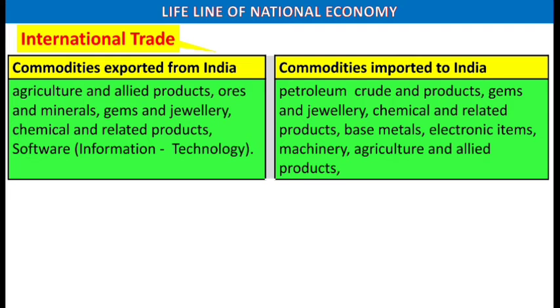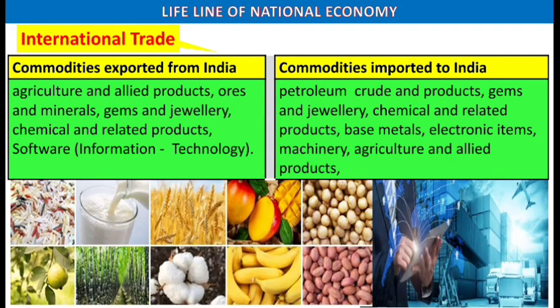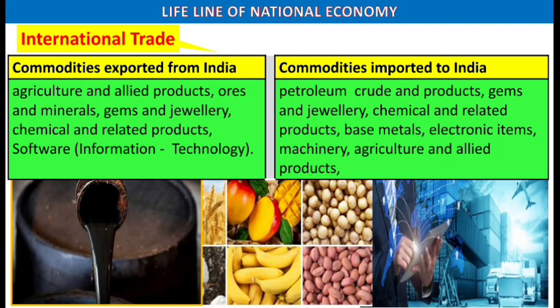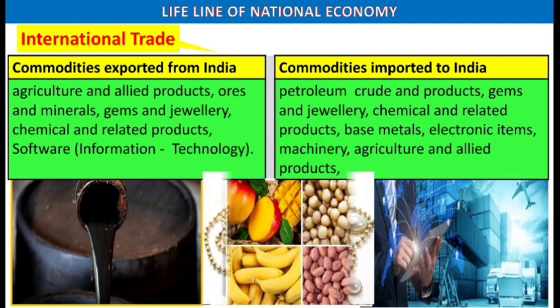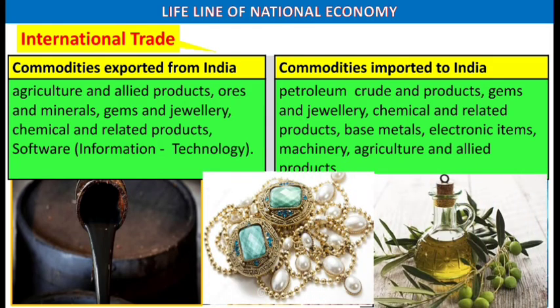India has trade relations with all the major trading blocs and all geographical regions of the world. Commodities exported from India: agriculture and allied products, ores and minerals, gems and jewelry, chemical related products. India has emerged as a software giant at the international level and it is earning large foreign exchange through the export of information technology. Commodities imported to India: petroleum, crude and products, gems and jewelry, chemical and related products, base metals, electronic items, machinery, agriculture and allied products.